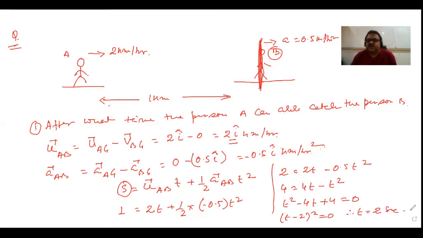So after 2 seconds, take the calculation: t square minus 40 plus 1. After 2 seconds, A can catch B. Correct? So this is another type of problem.